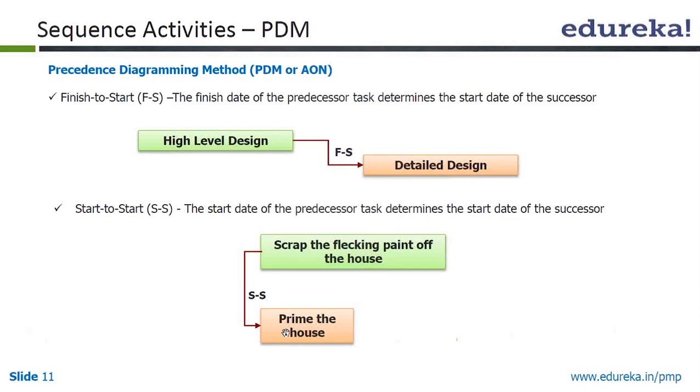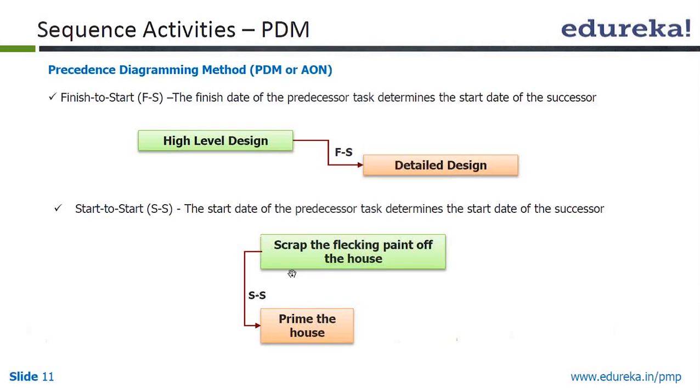In here, the successor start depends on the predecessor's start. So that's what the dependency is. That is a start to start. The example is scrap the flaking paint of the house.